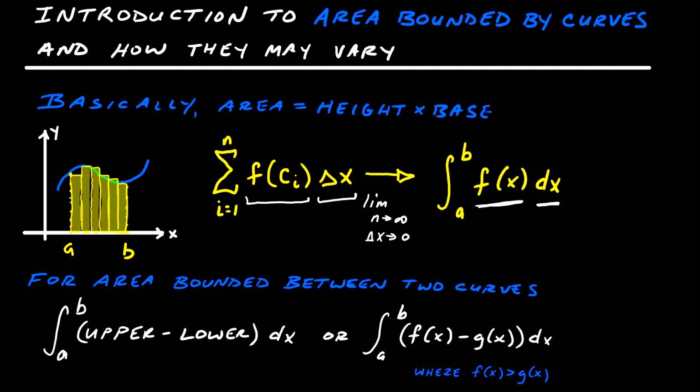So for area bounded between two curves, it's simply going to be the upper curve minus the lower curve, because that will be our height, which we'll say is f of x minus g of x, provided f of x is greater than g of x on that interval.